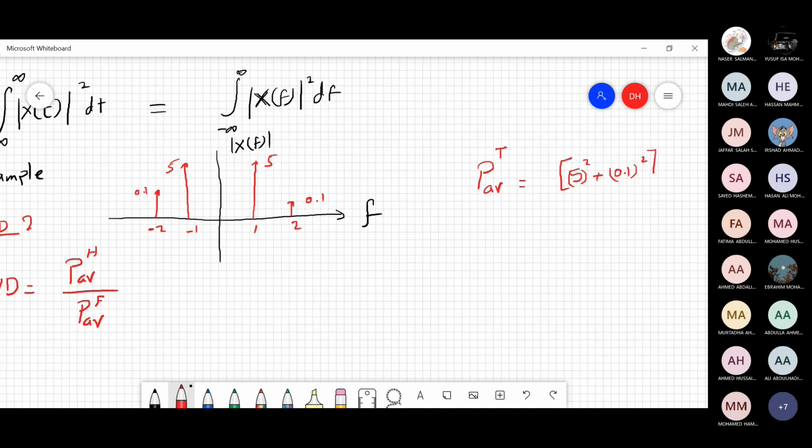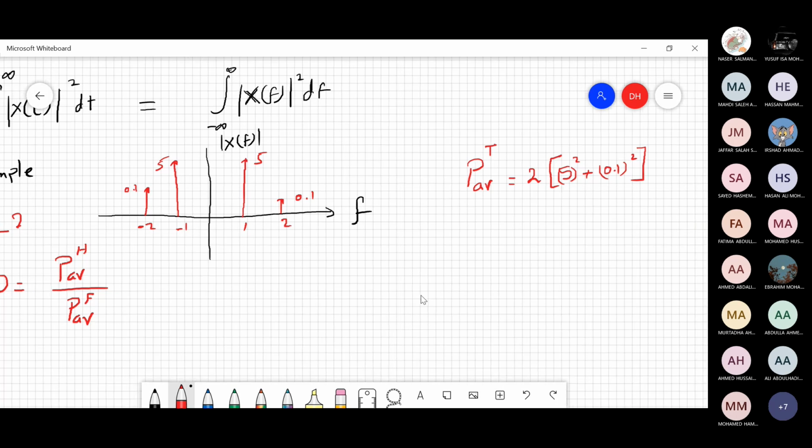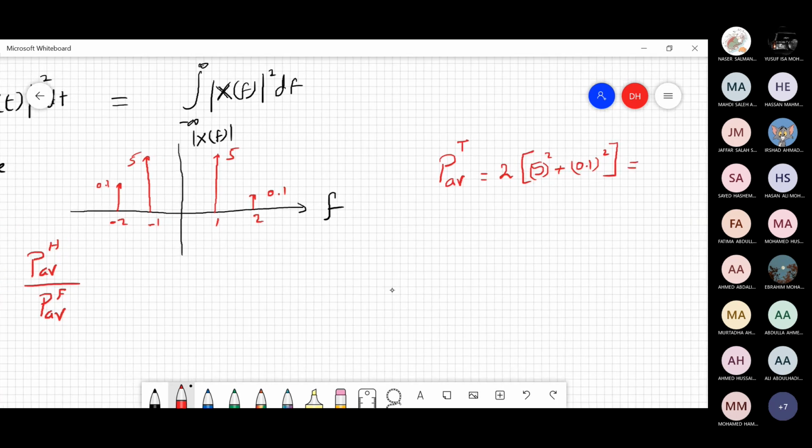So I can multiply this one by 2. So this total is equal to 25, and this is 0.01. So then total it is equal to 50.02.